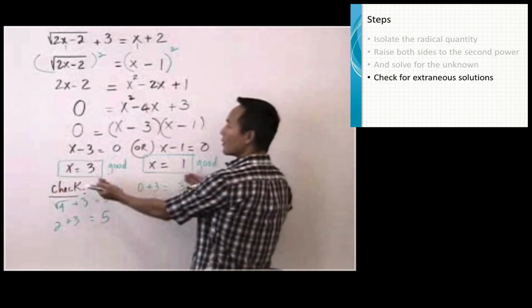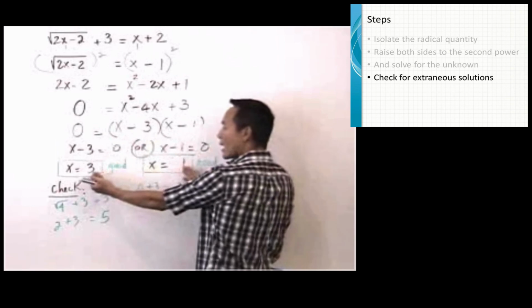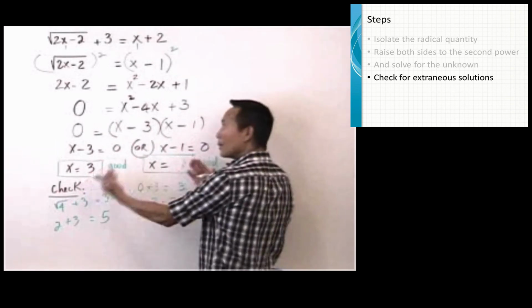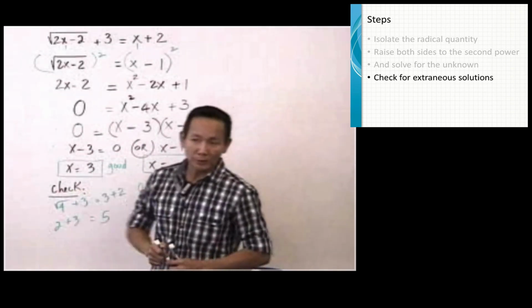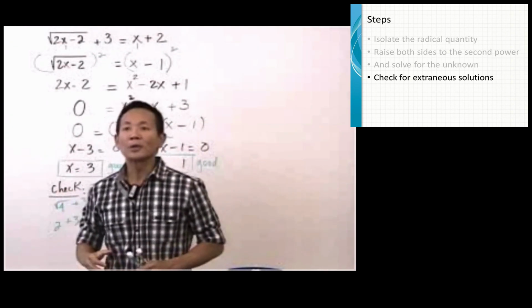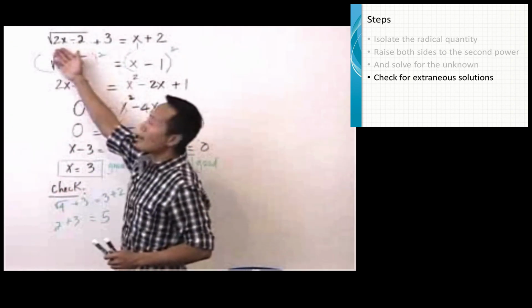So I solved this equation and I end up with 2 solutions, and they're both good. So that is how to solve a radical equation with one radical quantity.